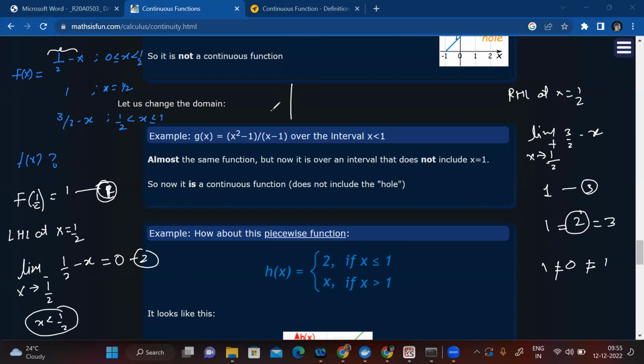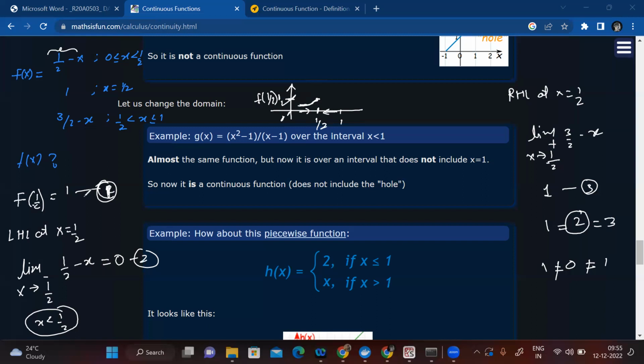By plotting, you can understand it like this. There is a point 1 by 2, and the domain is starting from 0 to 1. If you put f of 1 by 2, you get 1 basically. If you take the limit from the right hand side, you again get 1. But if you take the limit from the left hand side, you get 0. So if you plot it, it goes like this. This is not an example of a continuous function.